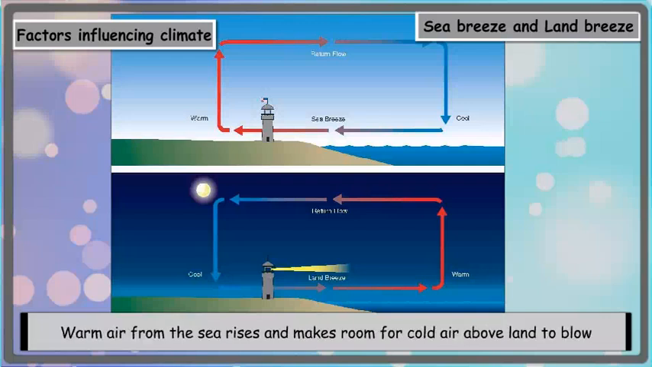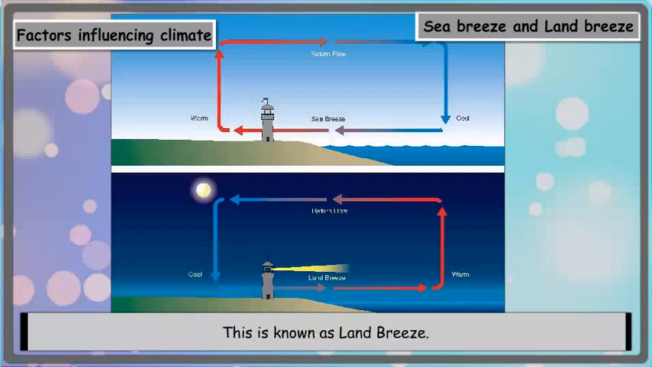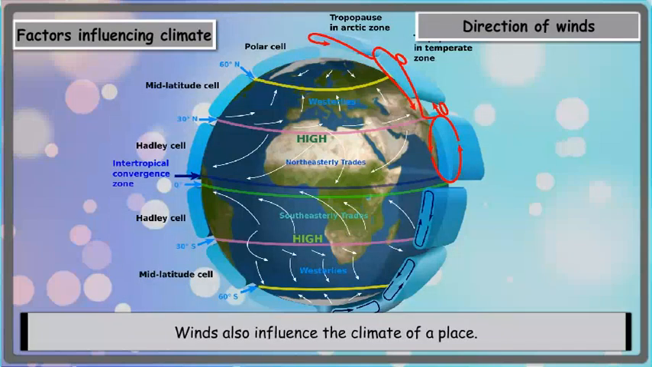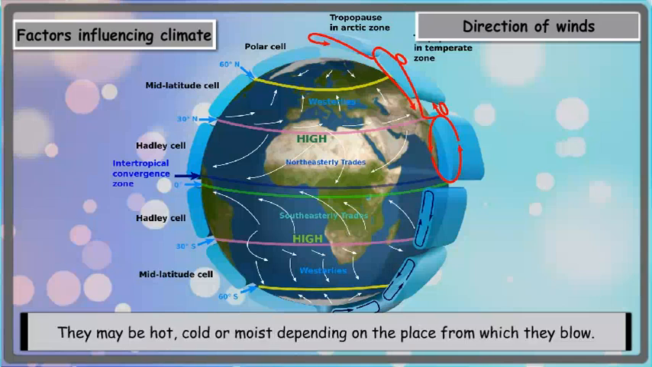Warm air from the sea rises and makes room for cold air above land to blow towards the sea. This is known as land breeze. Directions of winds. Winds also influence the climate of a place. They may be hot, cold, or moist depending on the place from which they blow.